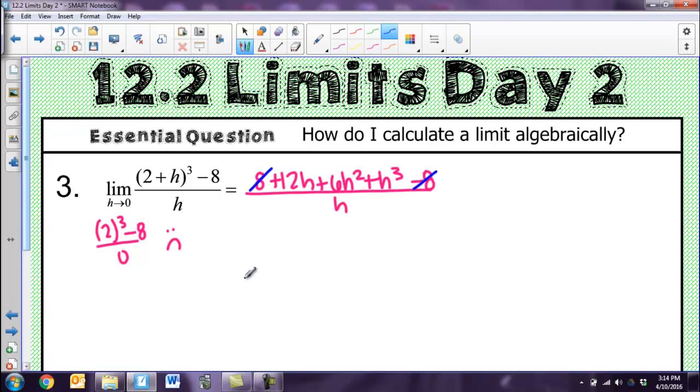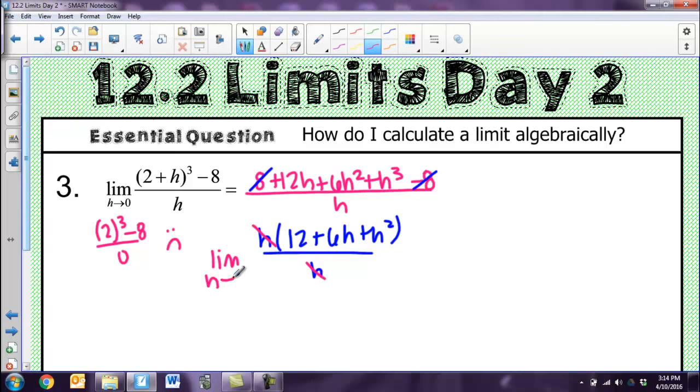And so you're going to notice the same thing happened. My 8's canceled, and now every single thing in the top has an h in it. And so I can factor out my h. And then I'm able to cancel out the h in the top and the bottom, which then makes this something I could plug in 0 into. So this goes to 0, 0, and so my answer for this one would just be 12. So again, that's how you manipulate. You got to know how to factor or use your FOIL method.